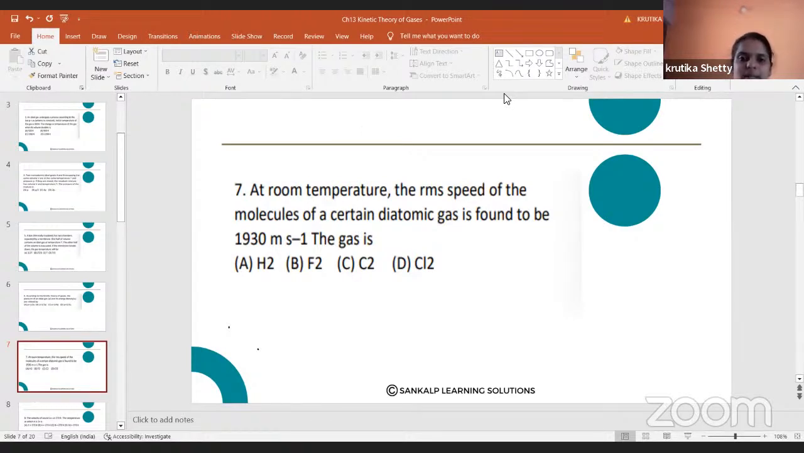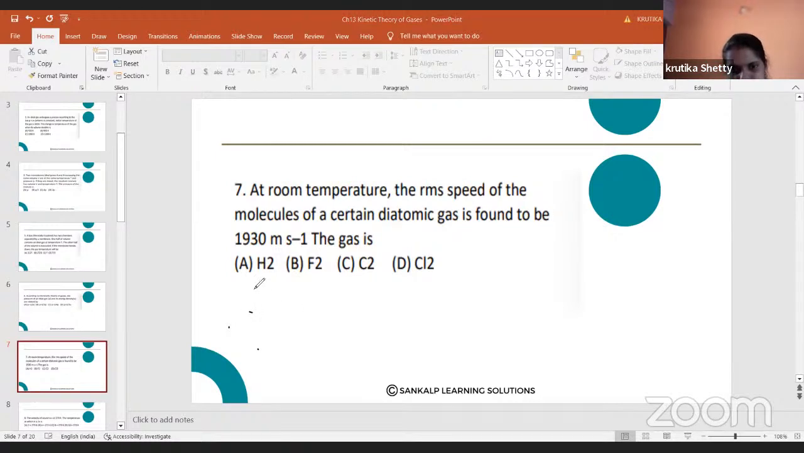At room temperature, the RMS speed of a diatomic gas is 1930 meter per second. They are saying diatomic here, and in the example also they have given H2, F2, O2 and Cl2. So let us prove this one, which one it comes to be. Yes, Soumya, Lohit, Harshita, it is H2. So let us prove. Option A is the right answer. We haven't proved it yet.